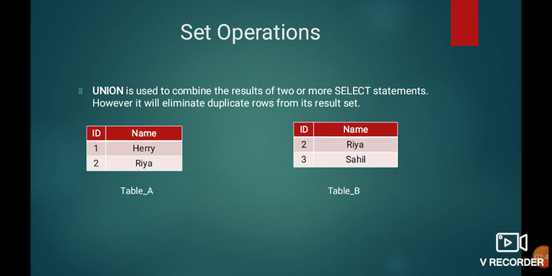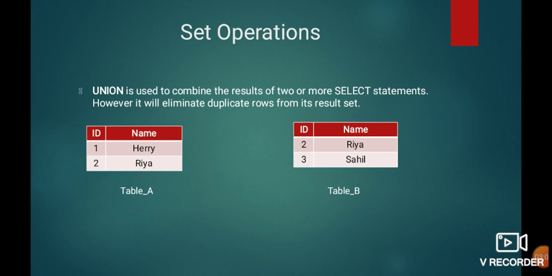Okay, so first one is the union. Union is used to combine the result of two or more select statements. It is the same as the union of any sets in mathematics. So it will eliminate the duplicate rows from its result.